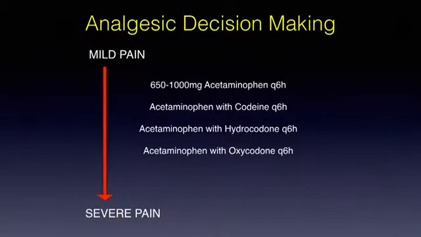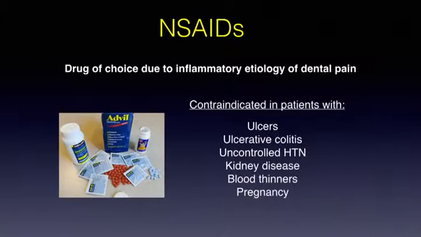Likewise, this is an overview of my pain management strategy in patients who cannot take non-steroidal anti-inflammatories. Again, this is just for your reference. Non-steroidal anti-inflammatories are our first drug of choice. This includes over-the-counter medications such as Advil, Motrin, ibuprofen, Aleve, and naproxen.